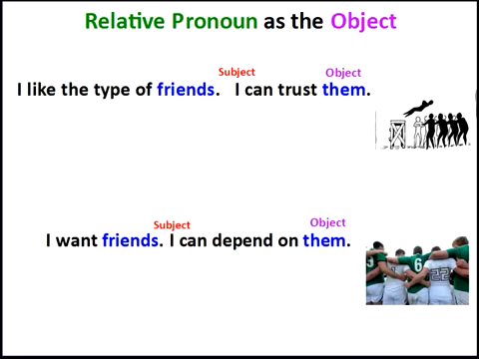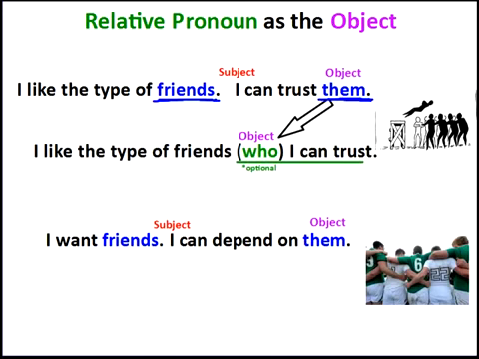For example, the relative pronoun as the object. So let's read our first sentence here. It says, I like the type of friends, I can trust them. Again, let's look. Friends is the common factor, and them is the common word. Now, them in my second sentence is not the subject. It's the object of the sentence. The subject is I. I can trust them. So them is the object. And that's what I'm going to take away. I'm going to use my relative pronoun in place of the word them. So how's this going to sound?